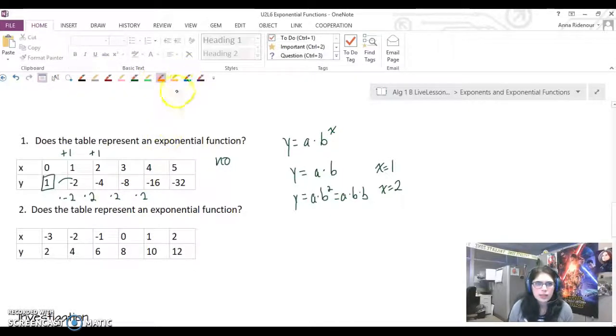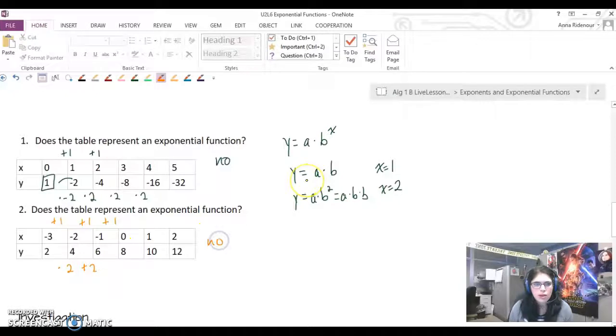And the next example, it looks like I'm still adding 1 to each x value to get the next x value. And then when I look at my y values, to get from 2 to 4, I'm multiplying it by 2. And then from 4 to 6, I'm multiplying it by 2. Or no, I'm not multiplying it by 2. I'm adding 2.